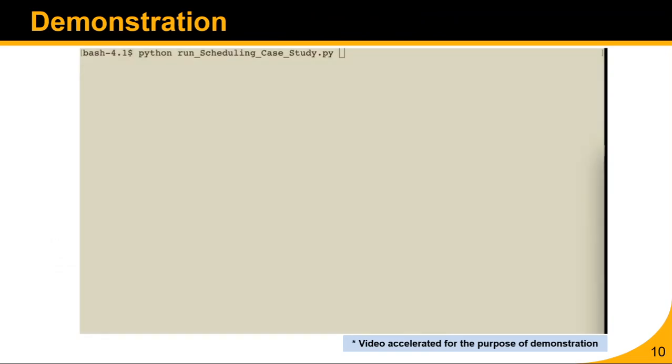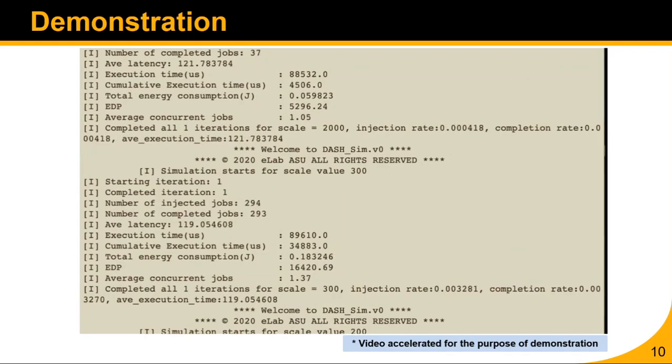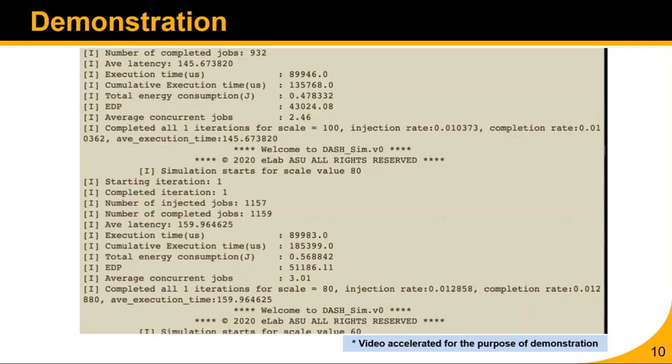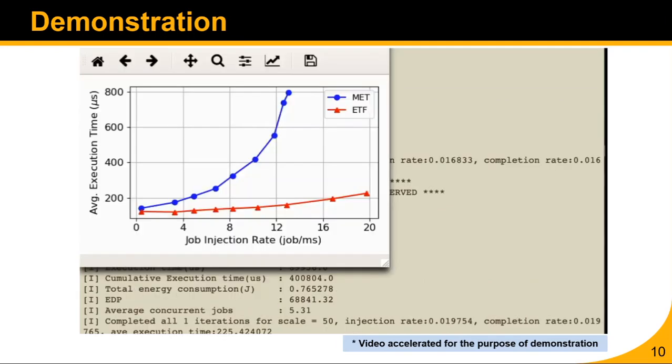In this slide, a short demonstration of a scheduling case study is provided, where different workloads with varying injection rates for an SoC configuration are executed with 2 of the built-in schedulers. The demo shows that the DS3 framework executes these workloads and plots a figure at the end to compare the schedulers in terms of average execution time.